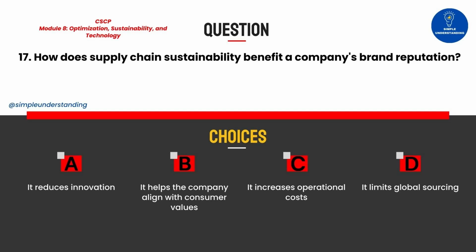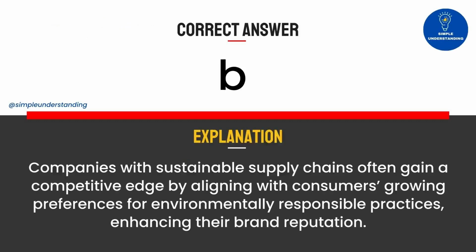17. How does supply chain sustainability benefit a company's brand reputation? A. It reduces innovation. B. It helps the company align with consumer values. C. It increases operational costs. D. It limits global sourcing. Correct answer B. Explanation. Companies with sustainable supply chains often gain a competitive edge by aligning with consumers' growing preferences for environmentally responsible practices, enhancing their brand reputation.